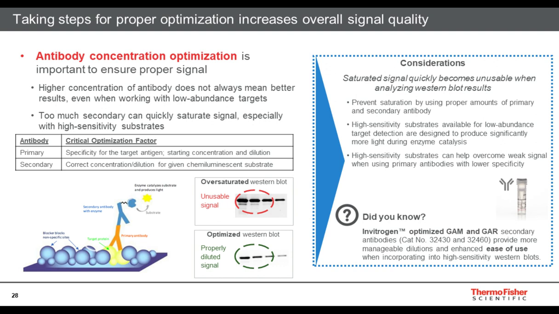The data shown in the middle of this slide illustrates oversaturation and optimal saturation in a Western blot. Too much signal, as seen on the top Western, makes it difficult to analyze, quantitate, or make conclusions. This often is the result when too much antibody is being used on the blot. Conversely, when properly diluted and optimized, the bottom blot shows a much easier to analyze Western across varying load conditions.